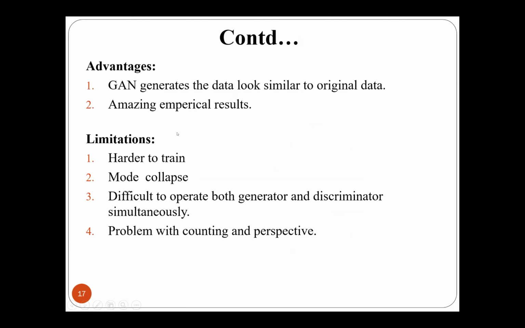These are the advantages of GAN. GAN generates data that looks very similar to the original data, but there is a limitation: it is very hard to train and very difficult to manage both the generator and discriminator in parallel, because sometimes the mode collapse problem occurs, sometimes we have to use leaky ReLUs, or sometimes we have to flip the labels, like real to fake and fake to real. These are some GAN hacks we have to use, and only then will we get the result.